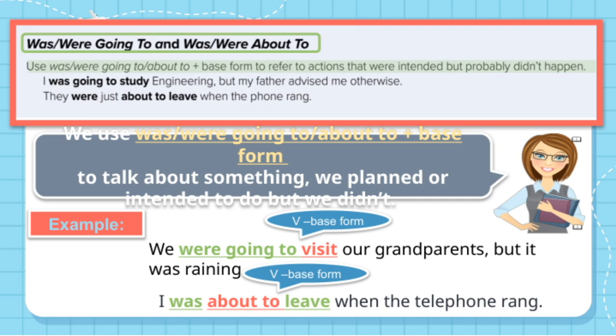But for some reason, they didn't happen. This tense helps us express what we intended to do in the past, but didn't end up doing. It's really useful for storytelling or explaining past plans that were interrupted or changed.